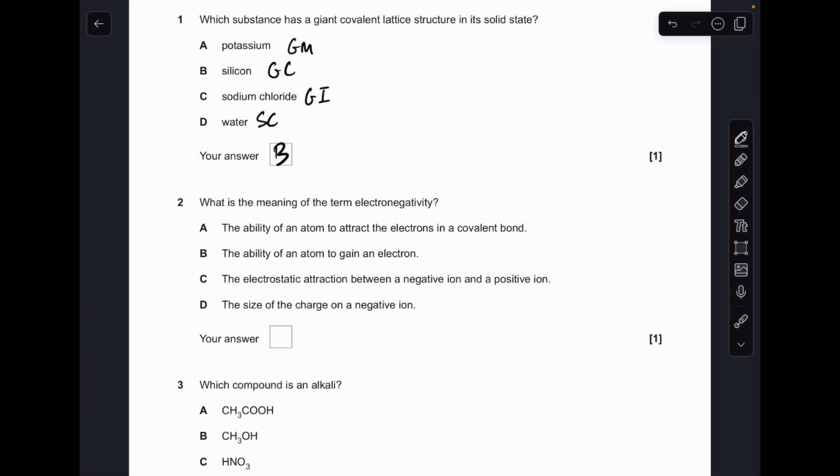Okay, so let's make a start. Silicon, B, was the giant covalent structure, potassium's giant metallic, sodium chloride's giant ionic, and water's simple covalent. Number 2, definition test. So electronegativity is the ability of an atom to attract a pair of electrons in a covalent bond. So it was option A.